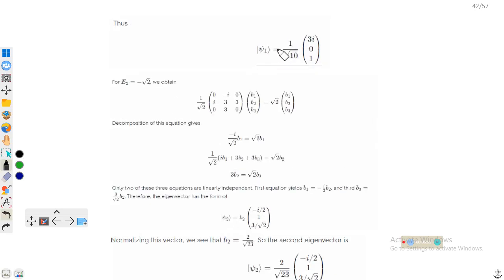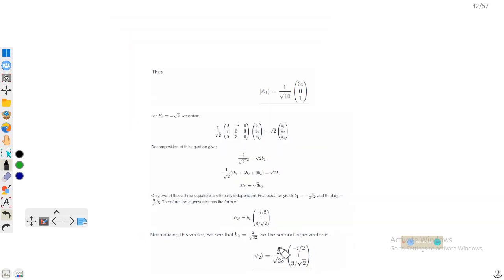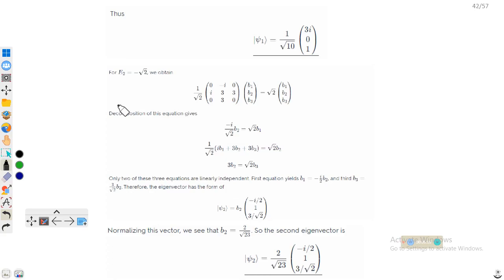So psi 1 is equal to this. And for energy E2, we can proceed with similar methods for finding the values of b1, b2, b3. So this will again give H psi 2 is equal to E2 psi 2 and this. So for finding this b2, we will again normalize this vector.